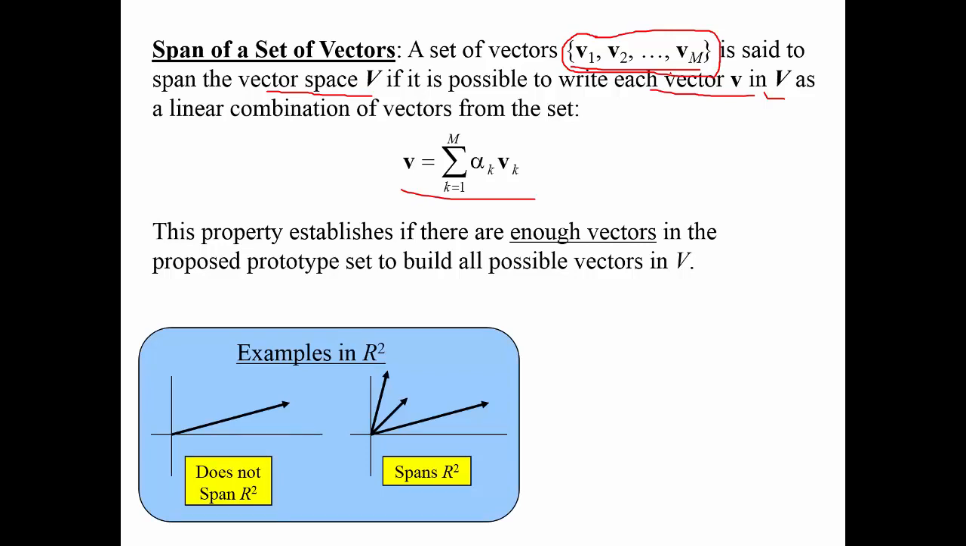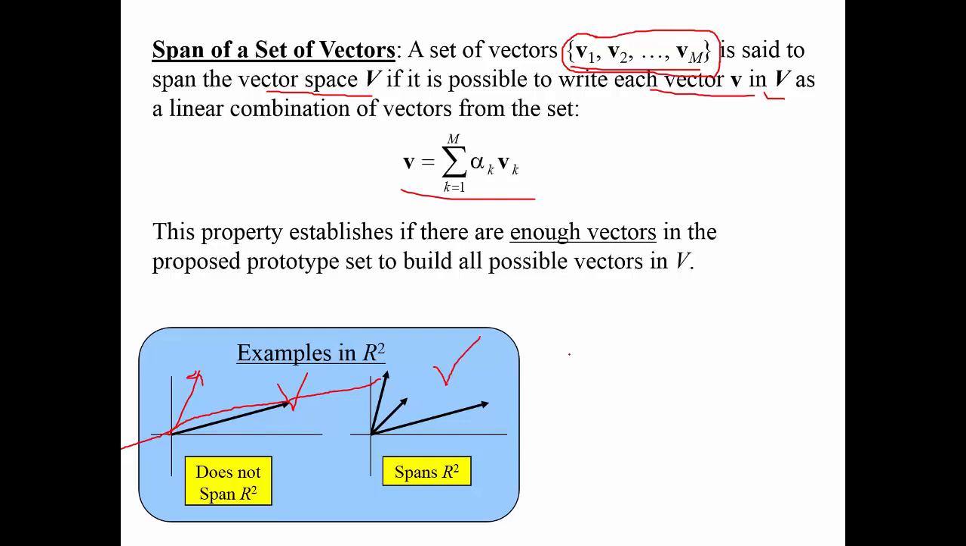So here's some examples in R2. Clearly, this one vector doesn't span R2 because the only thing I can build are vectors that lie on this line. Something out here, I can't build from a linear combination of that one vector.